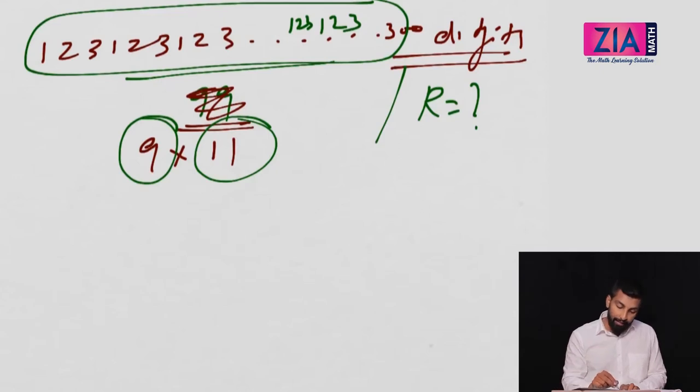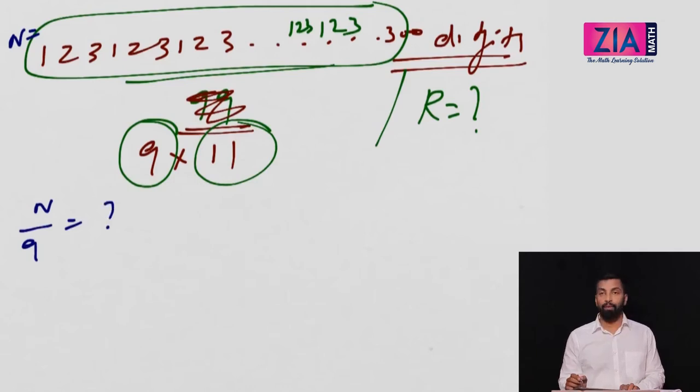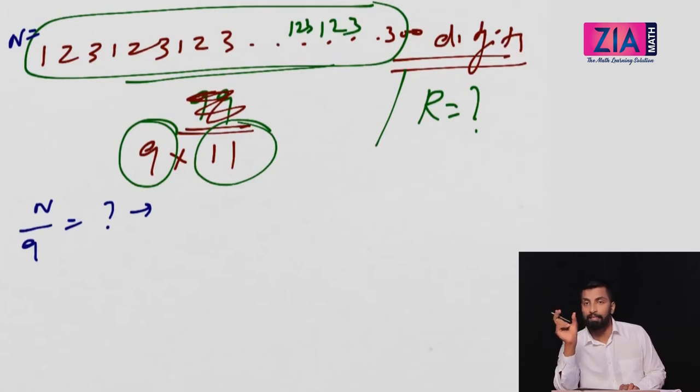So let's mark the number as n. Let's find the remainder of n divided by 9. That is the first step. So n by 9, what is the remainder? Sum of digits until you get a single digit. Sum of digits means 1, 2, 3 is one group. What is the sum? 6. How many such groups are there? 100. So the total sum is 600.